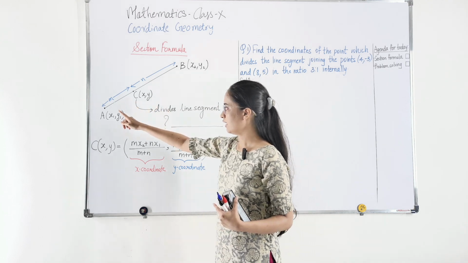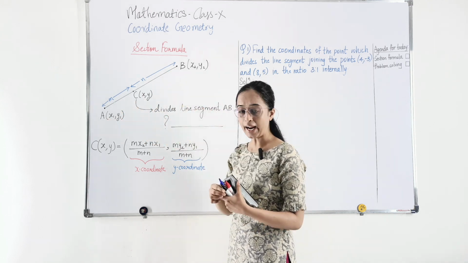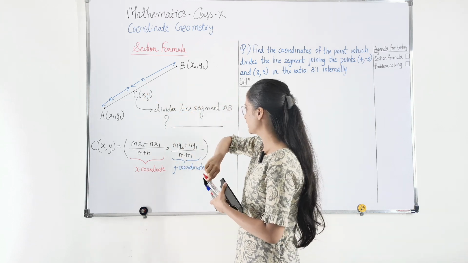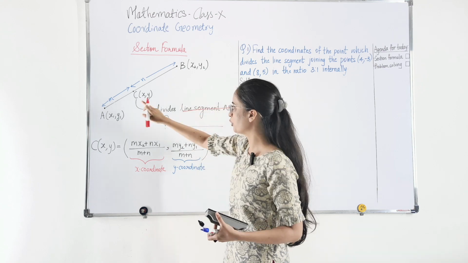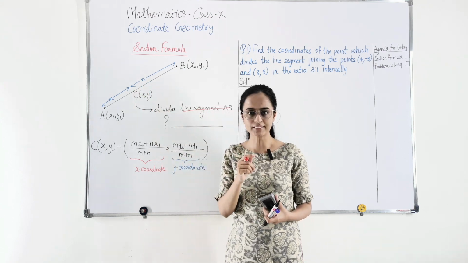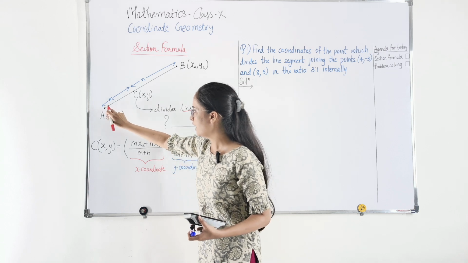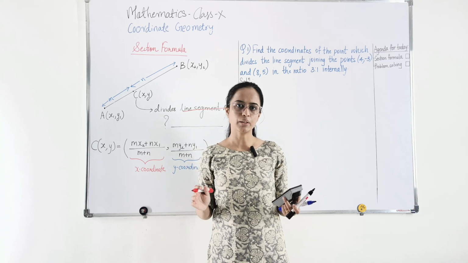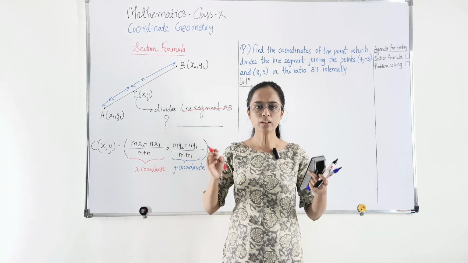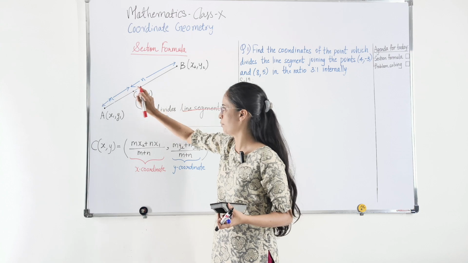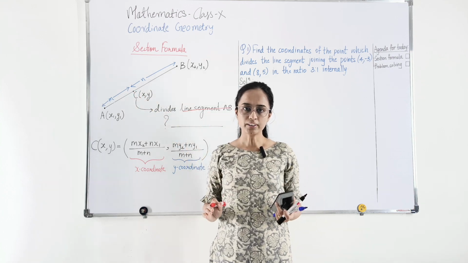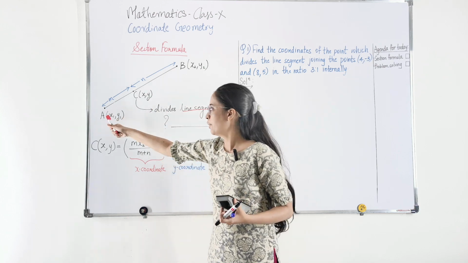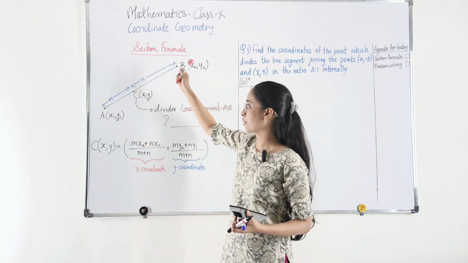We have taken a line segment AB and there's a point C over here which actually divides the line segment AB into two parts. Can you see the two parts? Yes, of course. The two parts are segment AC and segment CB. So we have a line segment AB and we have taken a point C on the line segment such that this point C divides the line segment AB into two parts, which are segment AC and segment CB.